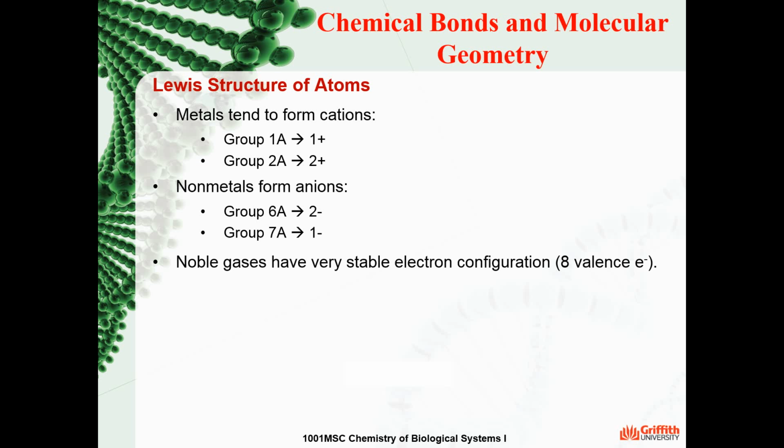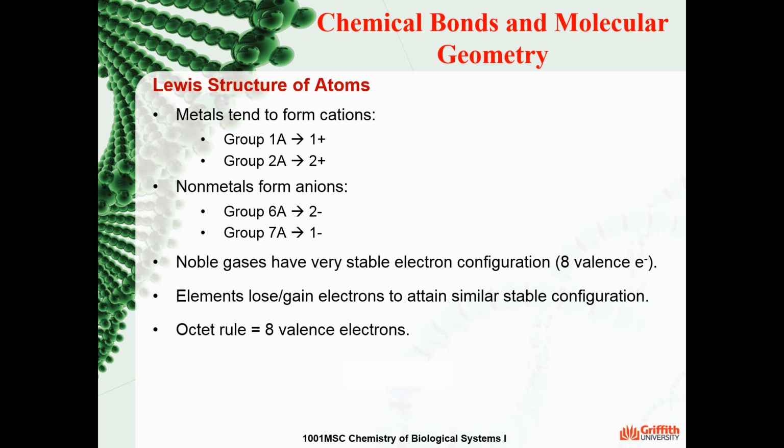This is because they have a very stable electron configuration with 8 valence electrons. Elements lose or gain electrons to obtain a stable structure similar to the noble gases. In this stable structure, the elements have 8 electrons in the outermost shell. We use the term octet rule when there are 8 electrons in the outer shell of the element.